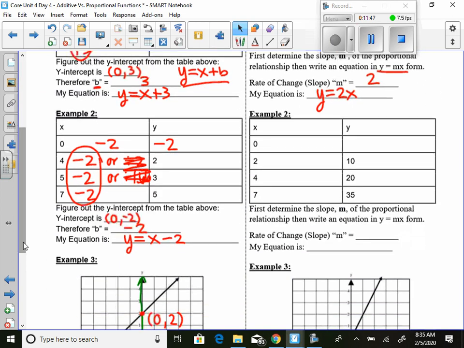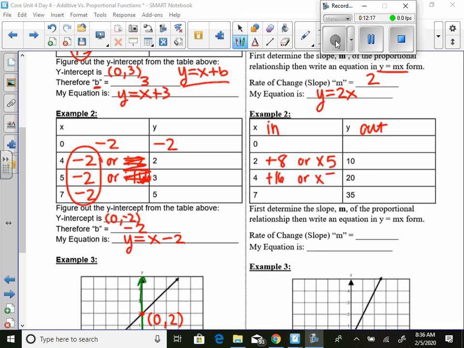On the next problem, I'm going to look at the table and try to find my operation again. So for my following table, if my x is going in and my y is coming out, 2 goes in and 10 comes out, I could be adding 8 or multiplying by 5. 4 goes in and 20 comes out, I could be adding 16 or multiplying by 5. Already I can see that the addition doesn't match, but our multiplication does. So I'm going to keep going and make sure it works all the way down. If 7 goes in and 35 comes out, I know that I can still multiply by 5. So my rule works every single time.